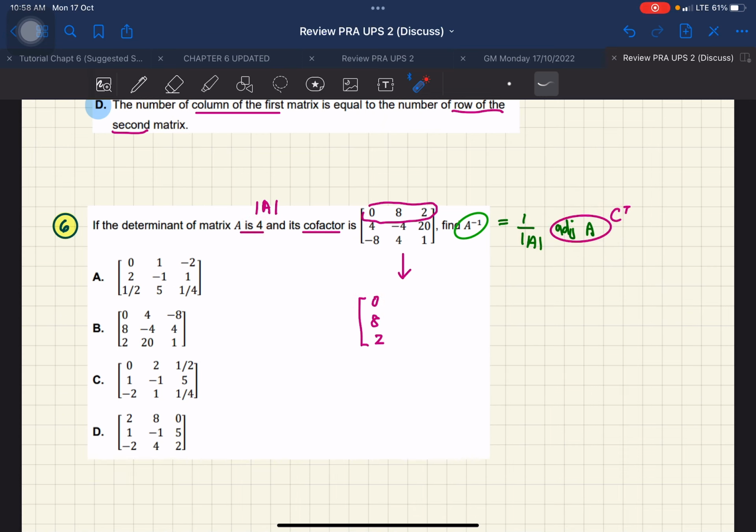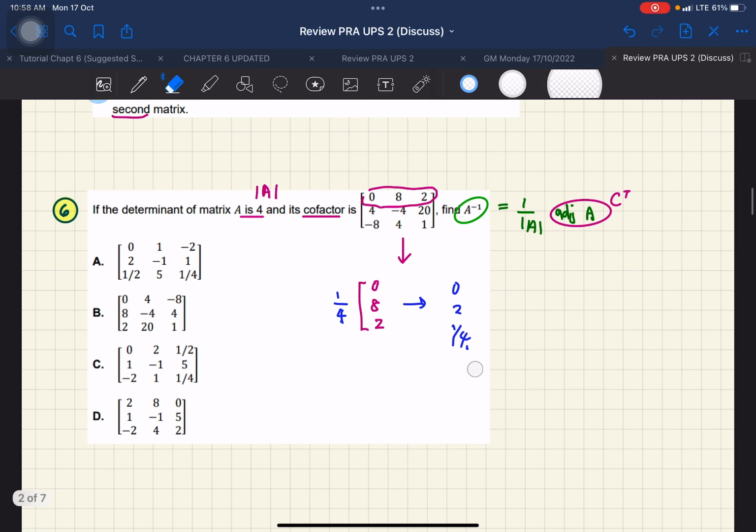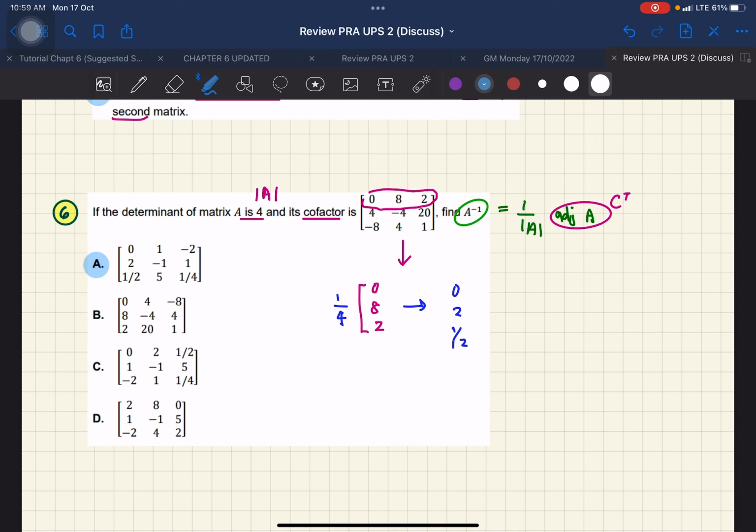Okay, so saya akan bahagikan 0.8 dengan 2 ni. So saya guna warna lain. Okay, so saya akan bahagikan diorang dengan, not divide by 1 over 4, divide by 4. So nanti saya akan dapat 0.21/4. So the only answer yang ada this 1 over 2 dekat saya punya pilihan jawapan is A. Itu sahaja yang possible. Okay, yang ini dia ada dekat ini sahaja, dia tak ada dekat tempat lain. So memang itulah jawapan kita.